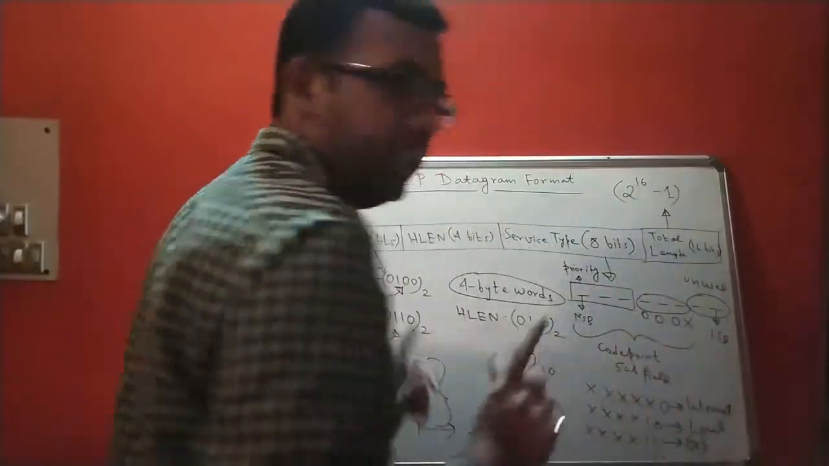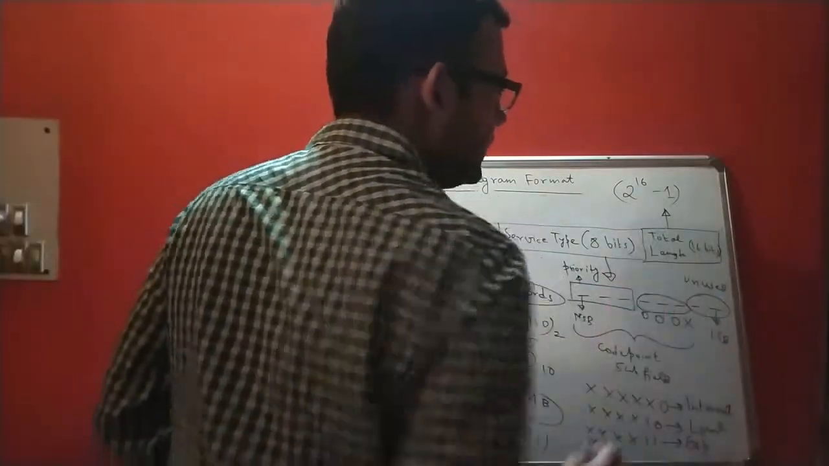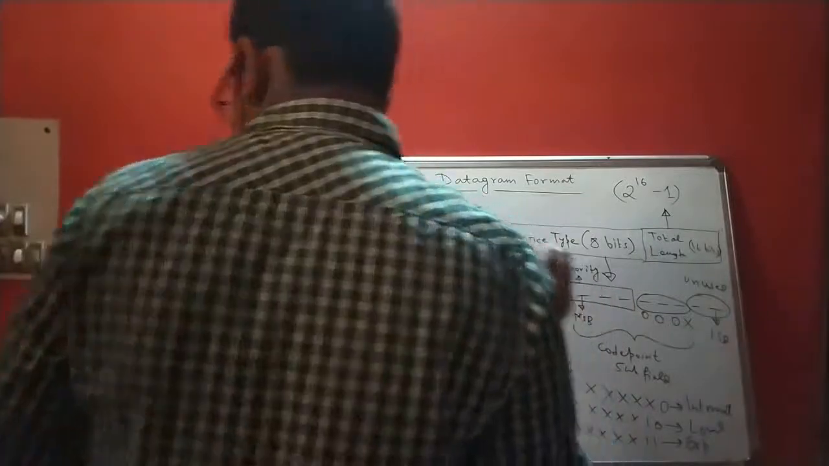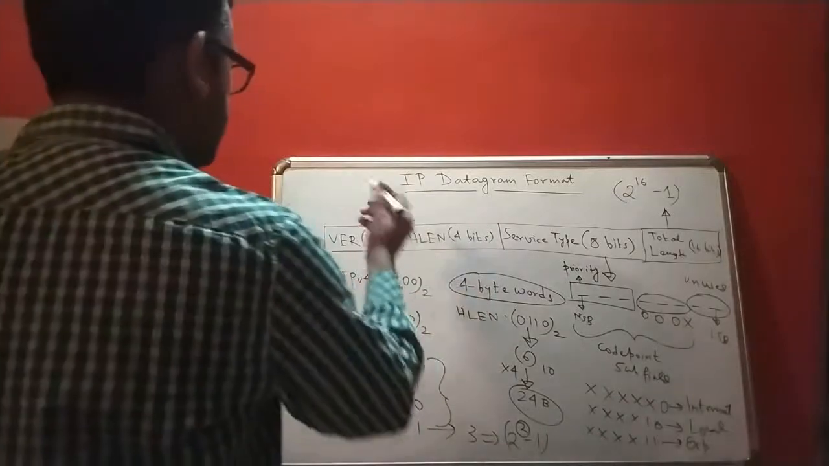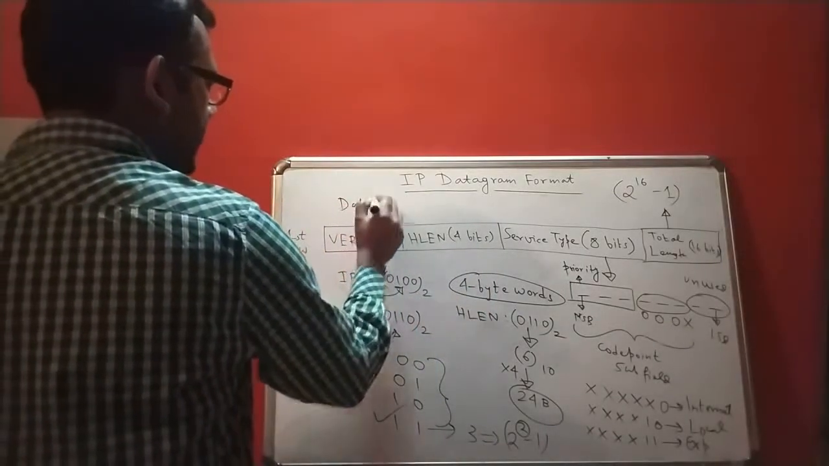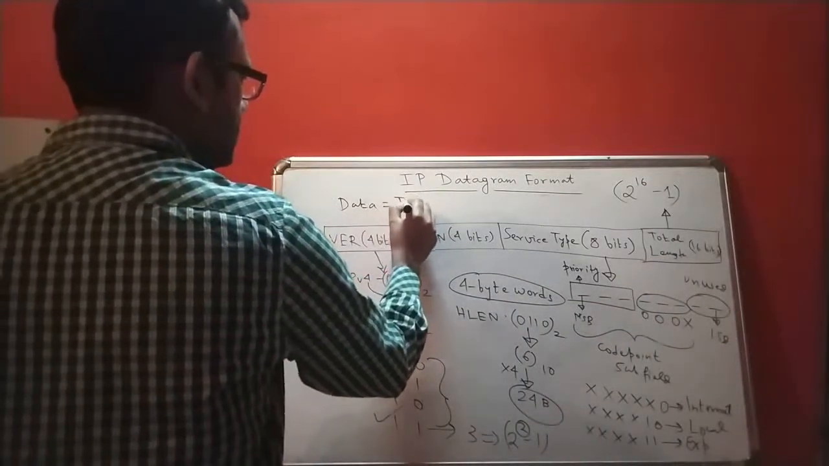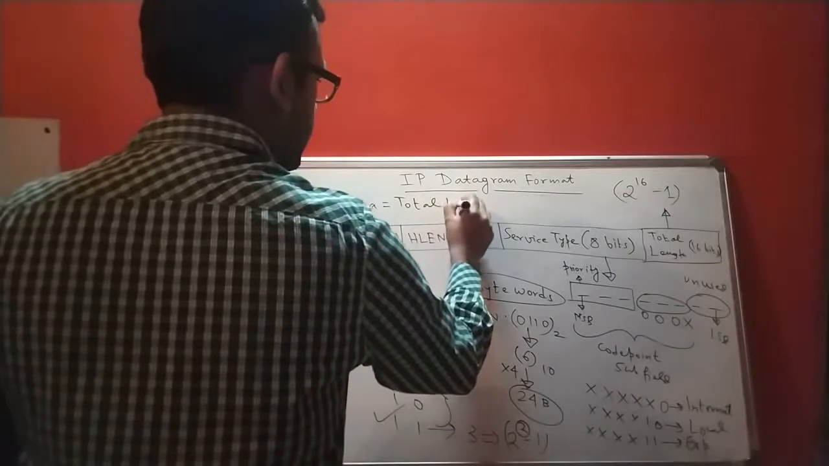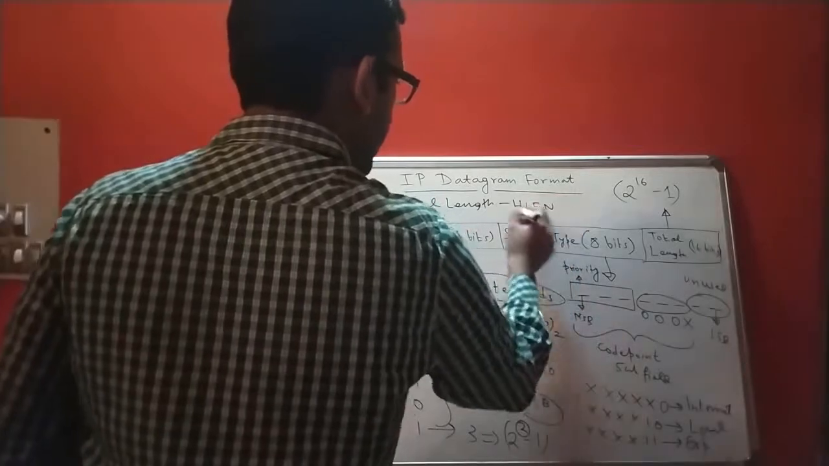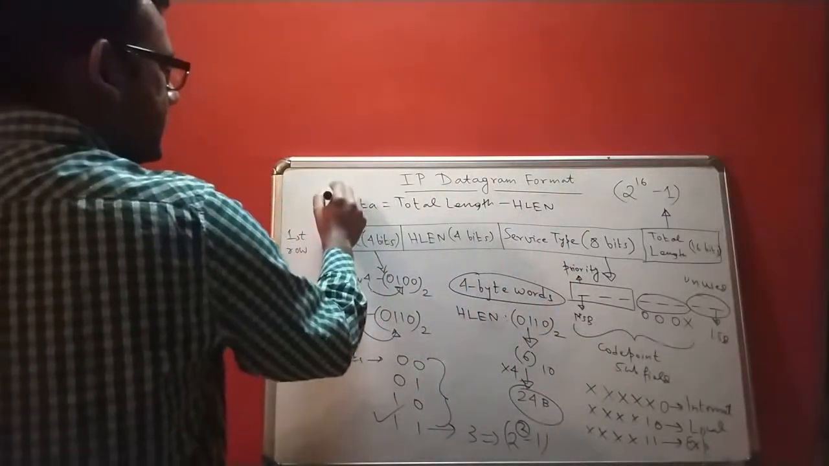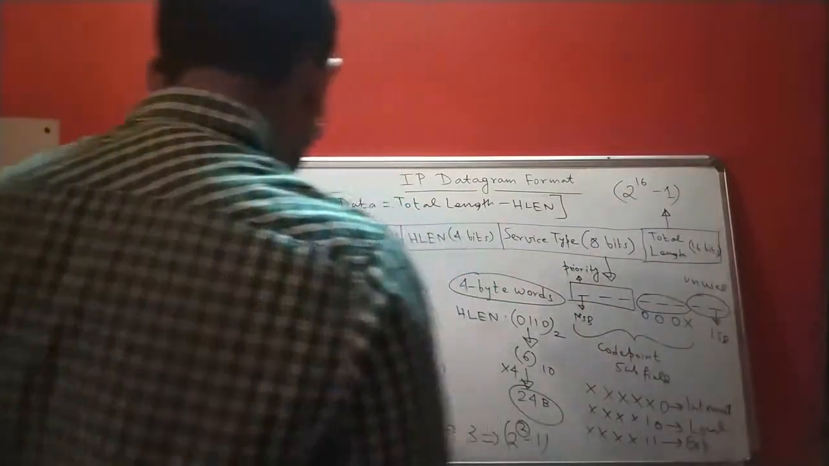So the maximum length of the IP datagram can be 65,535. Now why will we use this total length field? This total length field is generally used to find the data length. We have the header length, we have the total length. Now how can we find the data? The data is found by subtracting the header length from the total length. If you subtract the header length from the total length, what you get is the data part, the length of the data. Okay, so this was the first row in the IP datagram field.